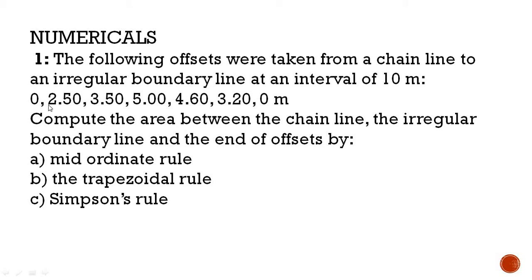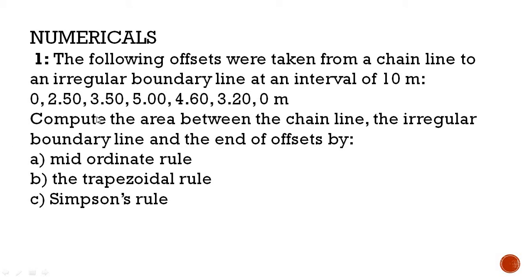Let's count the number of ordinates: 1, 2, 3, 4, 5, 6, 7. So odd number of ordinates are given, so we can directly apply the Simpson's rule, as we have already studied that Simpson's rule has got its limitation that it can be only applied to odd number of ordinates. So since in this question odd number of ordinates are given, we can directly apply Simpson's rule.